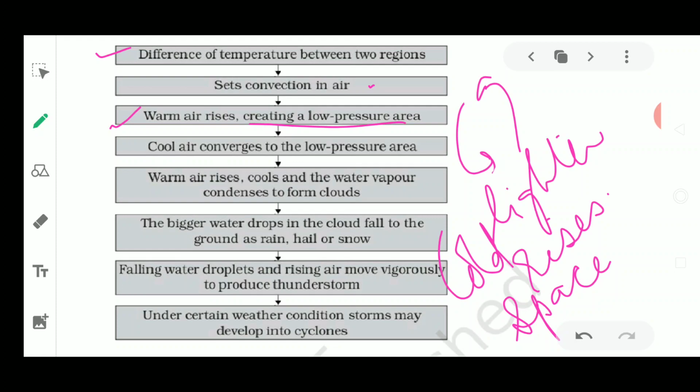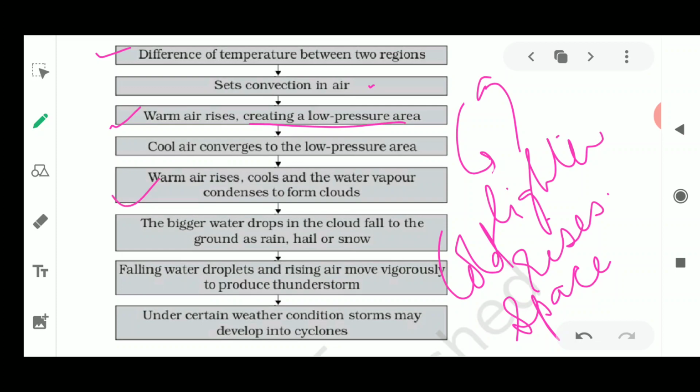Next we see that cool air converges at the low pressure area. Once the air is cooled, it is going to cover up the complete area created by the low pressure. Next we can see that warm air is going to rise, and the cool air and water vapor condense to form the clouds. The clouds are formed because of much more evaporation in the air. So whenever the water vapor is rising up, it is forming the clouds.